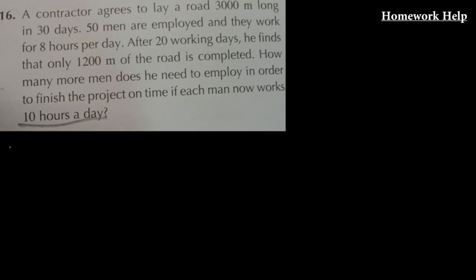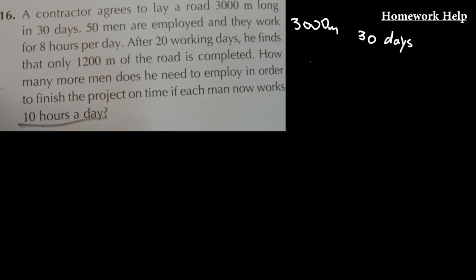Hello. So this question states that a contractor agrees to lay 3,000 meters of road in 30 days. Okay, so let's write down what we have. We need to get a length of 3,000 meters, and your time is 30 days. All right. 15 men are employed and they work for 8 hours a day.